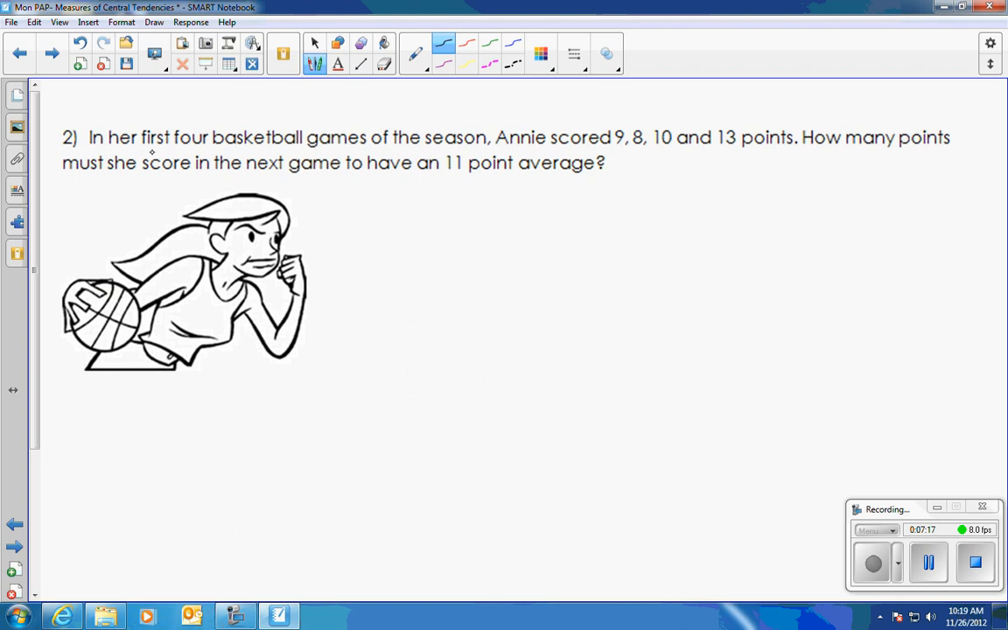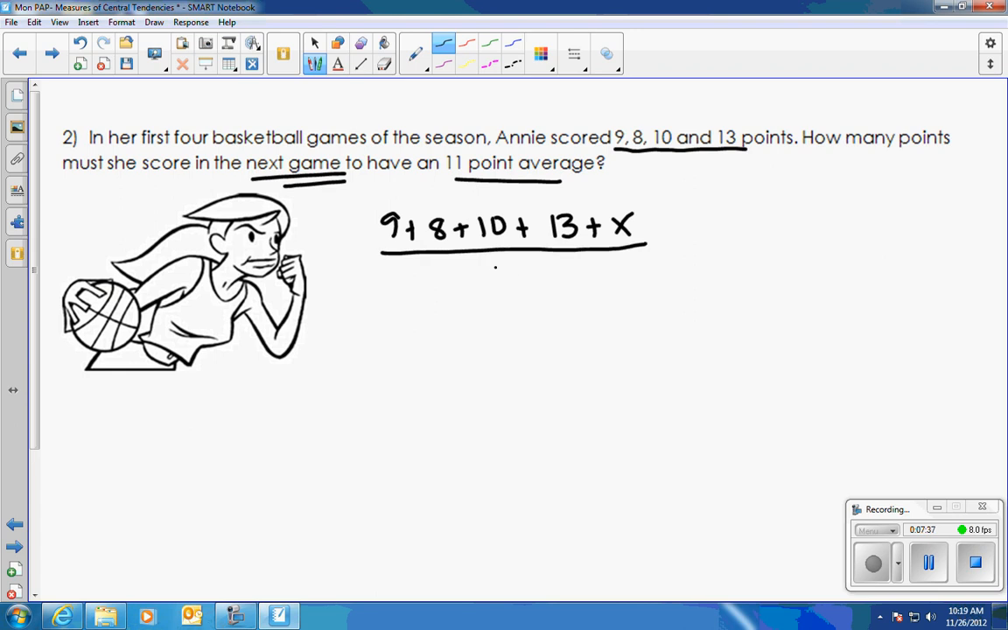This next one says, in her first 4 basketball games of the season, Annie scored 9, 8, 10, and 13. How many points must she score in the next game to have an 11-point average? So that means that we're doing 9, 8, 10, 13, plus our 5th game, which is whatever it is. I'm not sure yet. That's going to be divided by 5 to give me an 11-point average, which means 9, 8, that's 17, 27, 30, 40. So she's already scored 40 points. We need to figure out that 5th game so we can divide and multiply by 11.